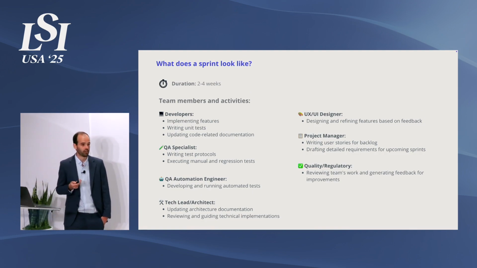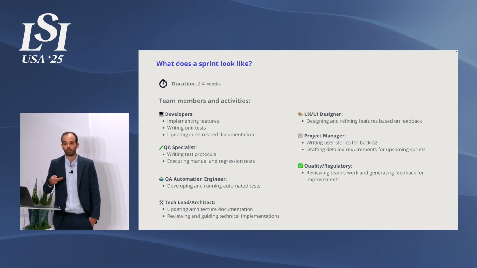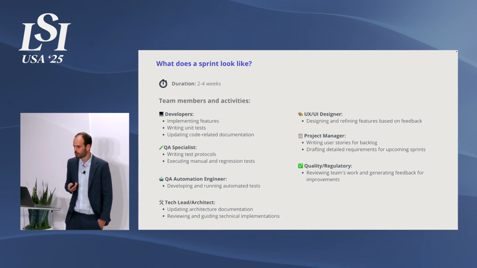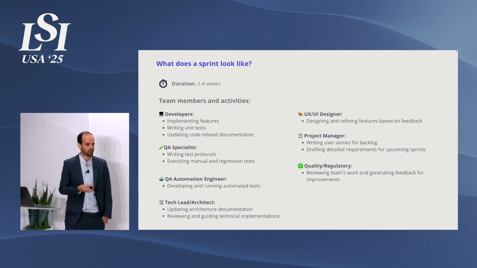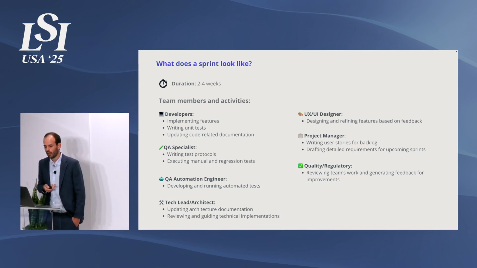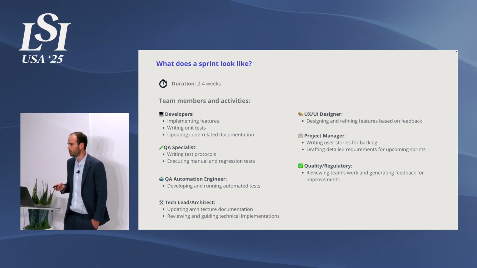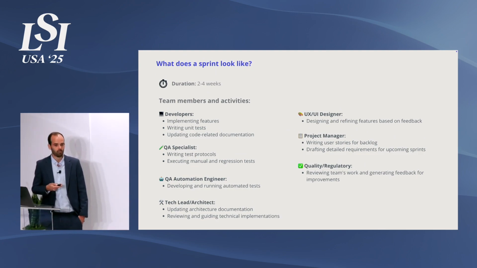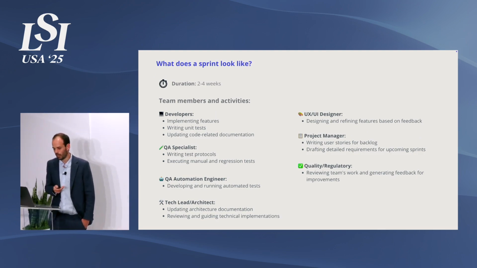The project manager or someone else could be writing user stories for the backlog. Those might be new features that we're going to tackle in the future, or it could be drafting detailed requirements of features that we are going to tackle right now. And quality and regulatory will be, or might be, reviewing the team's work and giving feedback and making sure that everything is up to date with all that we need to comply with.